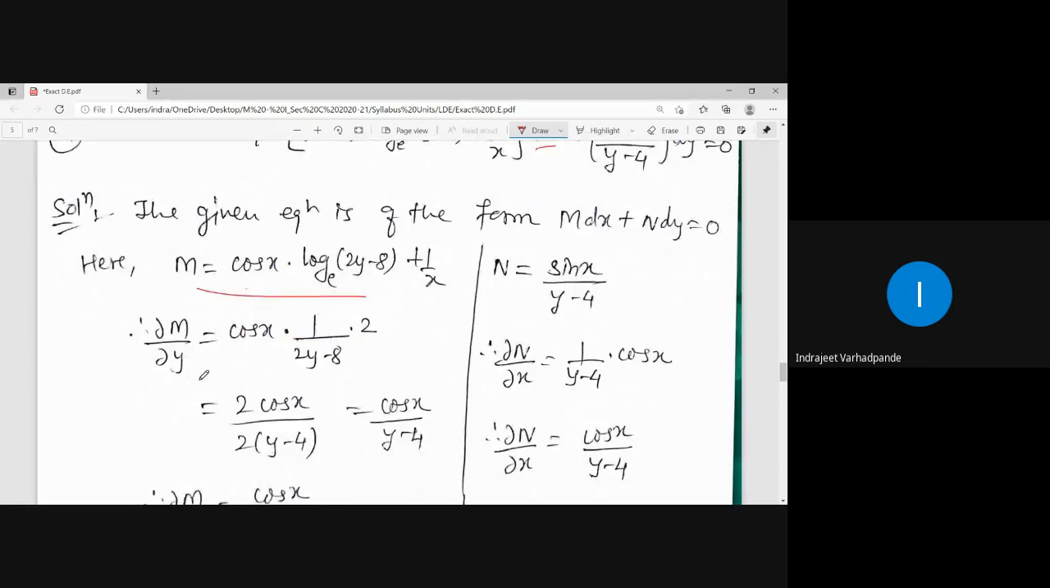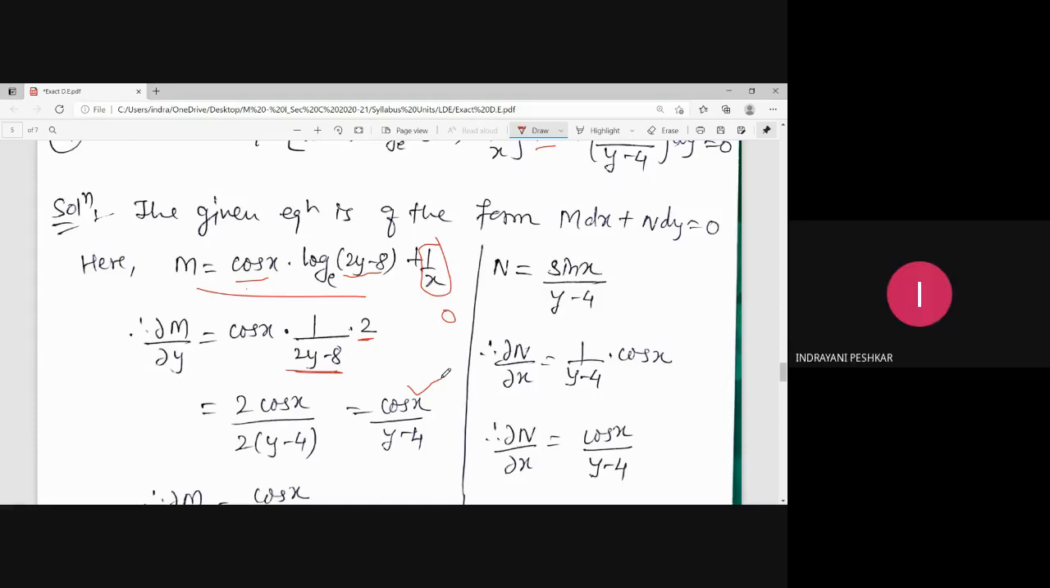Del m by del y: keeping x constant, we have to differentiate it partially with respect to y. So the derivative of 1 by x will be 0. Cos x as it is, the derivative of log u is 1 by u into du by dy. So 1 upon 2y minus 8 into the derivative of 2y minus 8. The derivative of 8 is 0, and the derivative of 2y is simply 2 into 1, that is 2. From here I can take out 2 common, so it becomes y minus 4. So I am left with cos x upon y minus 4. Is it okay?